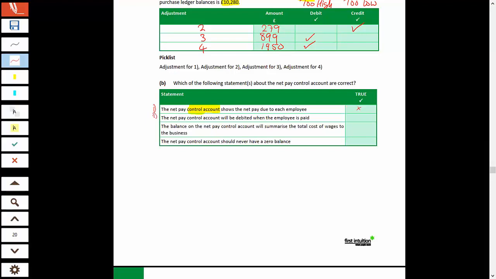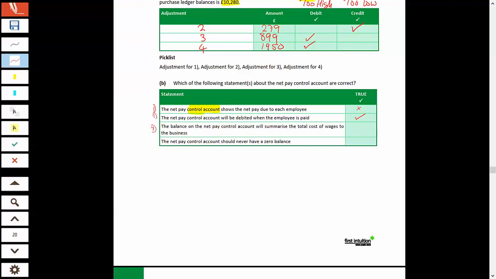The net pay control account will be debited when the employee is paid. For this one, you can quite literally go back to your bookkeeping controls resources from level 2 and reaffirm this. It is true, because the double entry we would do is, just think about it, money out, we're paying, so we're going to credit the bank. Then we're going to debit that control account afterwards to show that that payroll has now been paid, essentially.